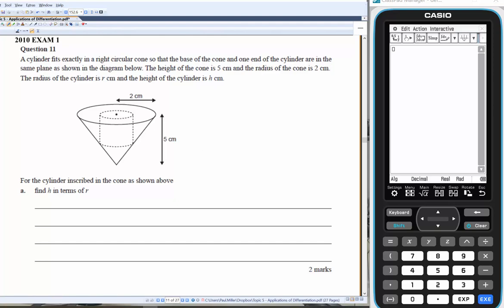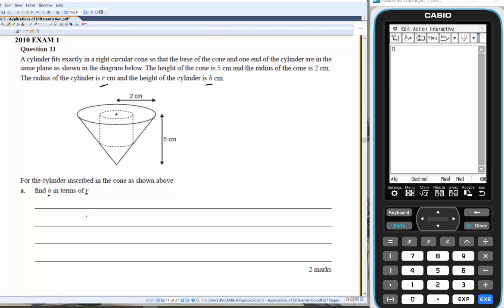Okay, so here we go. We've got a cylinder that fits in exactly in a right circular cone, so that the base of the cone and one end of the cylinder are in the same place, as shown in the diagram below. The cylinder is on the bottom of the cone, basically. The height of the cone is 5 centimeters. The radius of the cone is 2 centimeters. The radius of the cylinder is R and the height of the cylinder is H. Now, what we need to do is find H in terms of R.